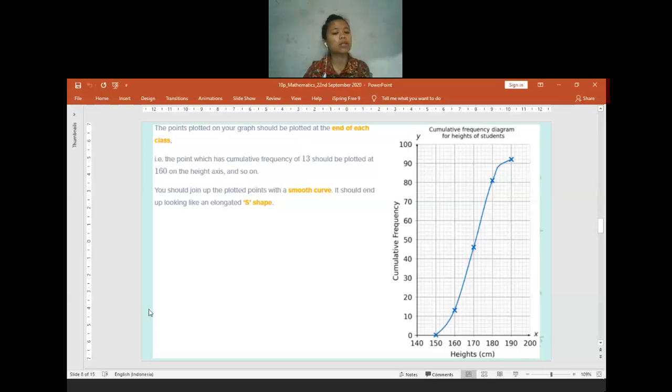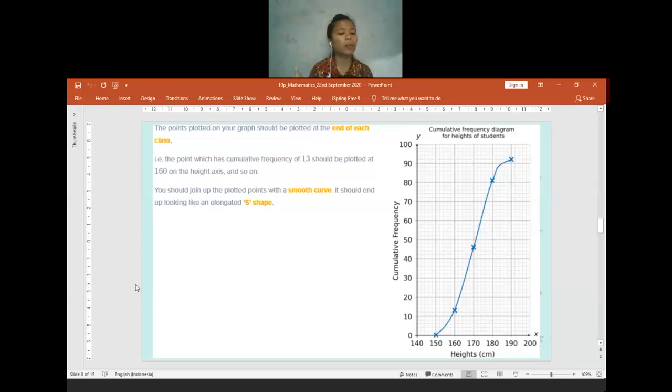connect them. Is there anyone still having any questions about drawing the cumulative frequency, or maybe my explanation is confusing or not really clear enough for you to understand? No? Yeah, I don't think I will give you a question to draw.